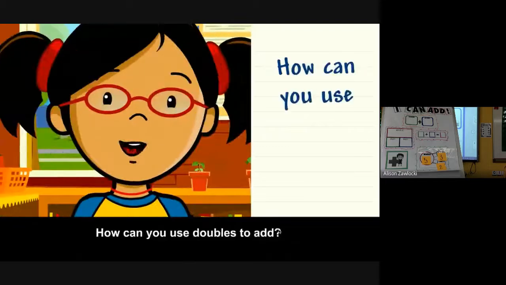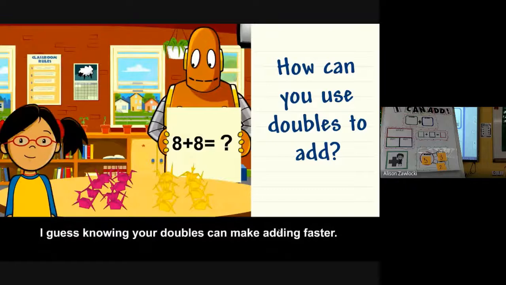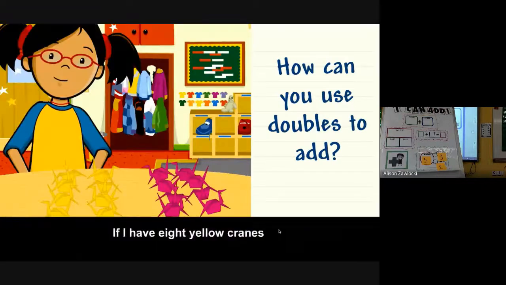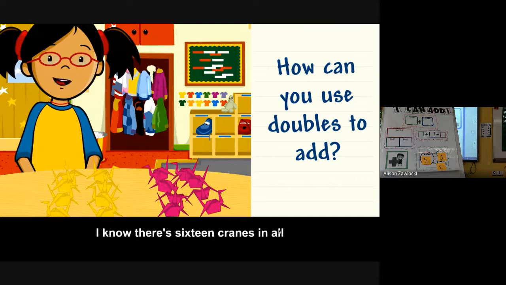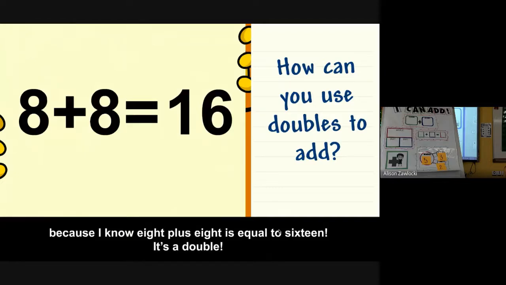How can you use doubles to add? I guess knowing your doubles can make adding faster. If I have 8 yellow cranes and 8 magenta cranes, I know there's 16 cranes in all, because I know 8 plus 8 is equal to 16. It's a double.